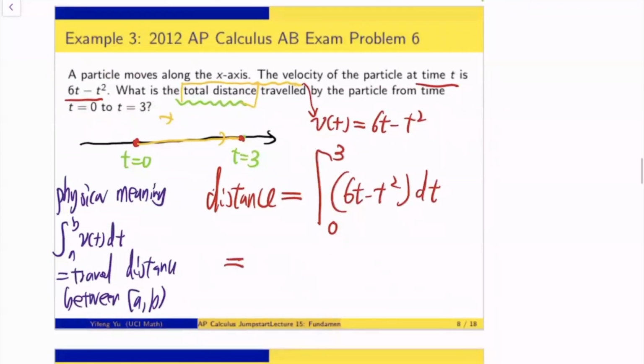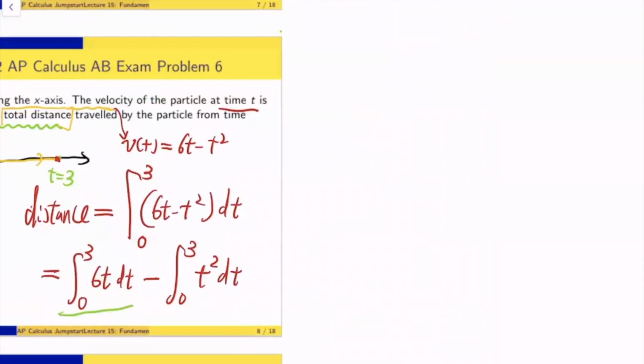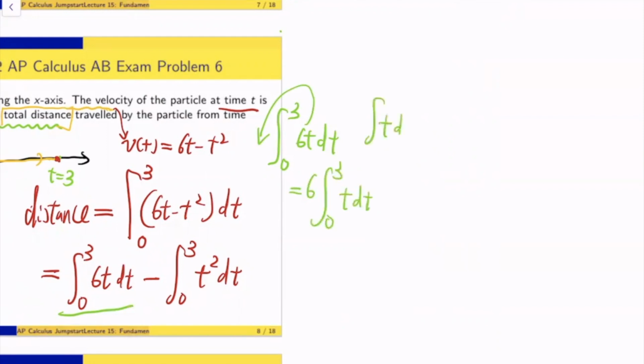Now, because the integration is linear, we can separate this as the integral from 0 to 3 of 6t dt minus the integral from 0 to 3 of t squared dt, and then calculate them separately. Let's look at the first one: from 0 to 3, 6t dt, and you can move the 6 to the front. So this is 6 times the integral from 0 to 3 of t dt. We know the antiderivative of t is t squared over 2, plus a constant, and this will be my capital F(x), an antiderivative function. So then this will be 6 times t squared over 2, evaluated by taking the difference of the two endpoints.